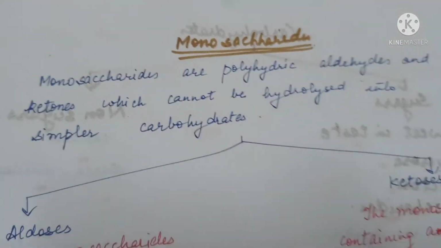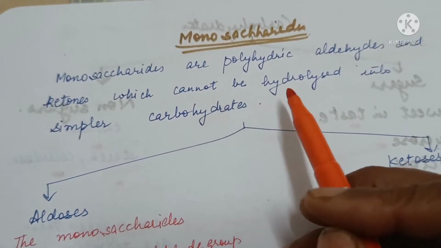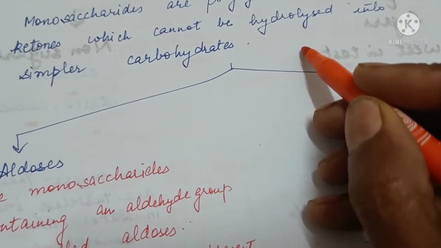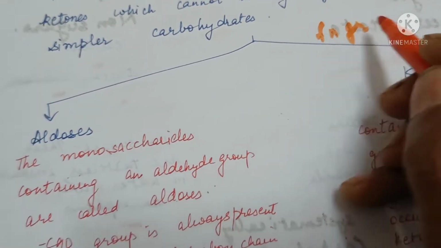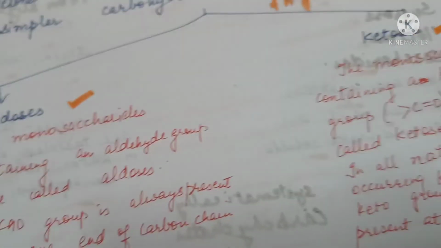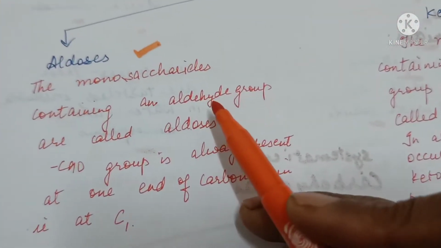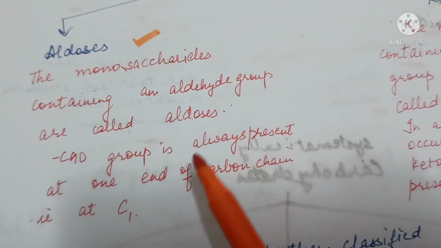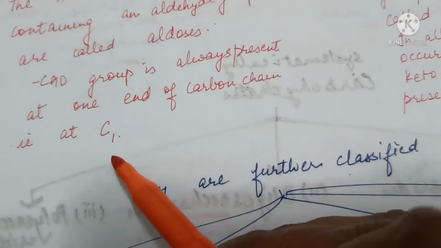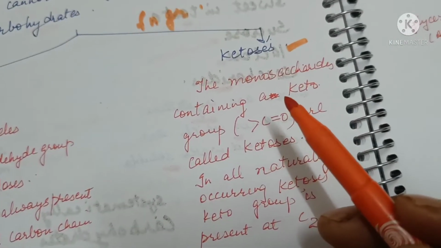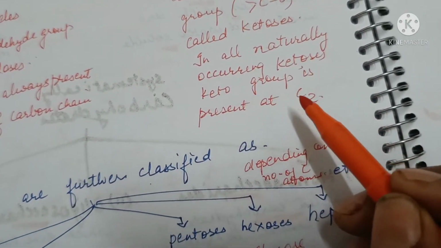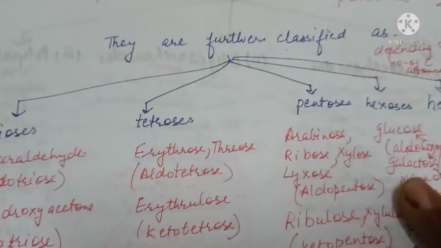Monosaccharides. Monosaccharides are polyhydric aldehydes and ketones which cannot be hydrolyzed into simpler carbohydrates. Depending upon the functional group which is present here, if it's aldehyde, the monosaccharide is called aldose, and if it is a ketone, it is called a ketose. So monosaccharides containing an aldehydic group are called aldoses. The CHO group is always present at one end of the carbon chain and is labeled as first carbon. And the monosaccharides containing a keto group are called ketoses, and in all naturally occurring ketoses, the keto group is present at second carbon atom, C2.